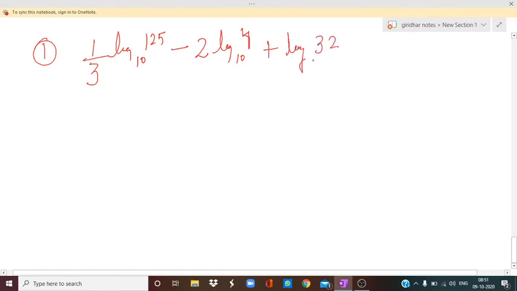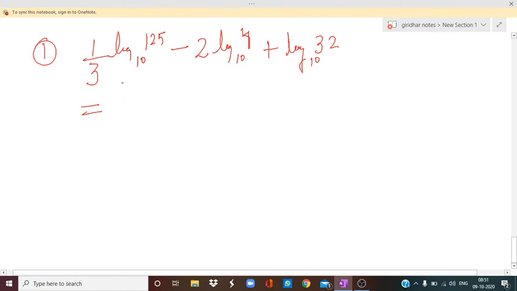Look at this one more situation. We have to find the value of 1 by 3 log 125 with base 10 minus 2 times log 4 with base 10 plus log 32 with base 10. So what is important here, look, the base is same everywhere, so we are able to use the property.